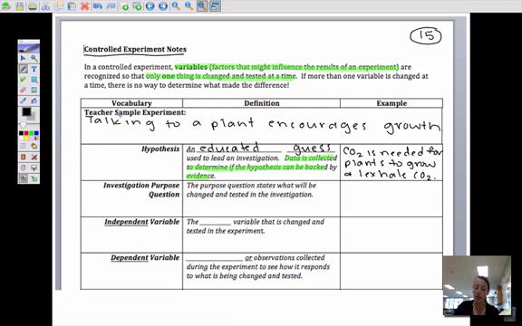So every investigation we're going to do has an investigation purpose question. And the purpose question states what will be changed and tested in the investigation. So our purpose question will be, will talking to plants improve their weekly height?